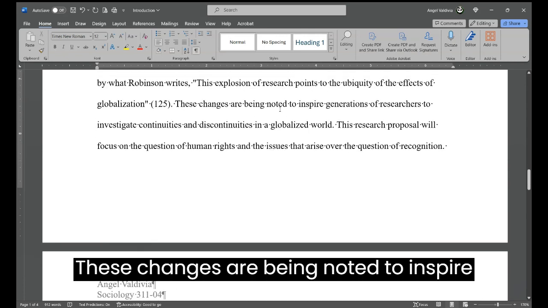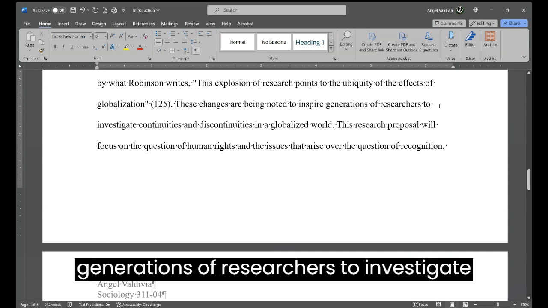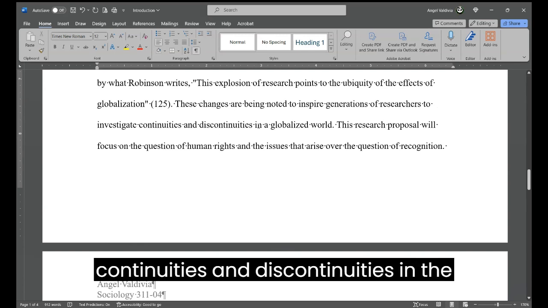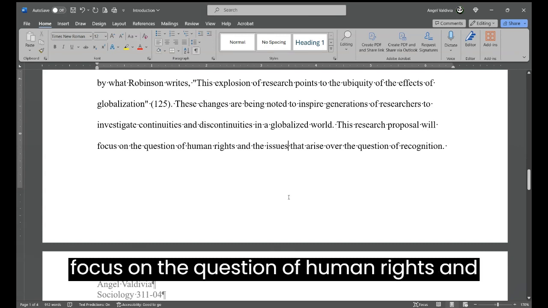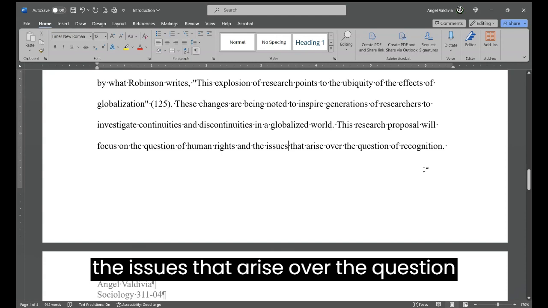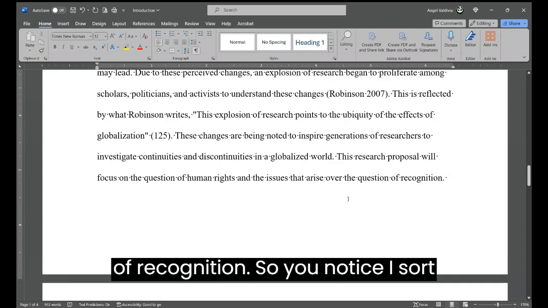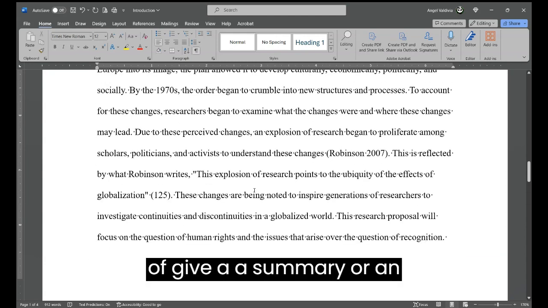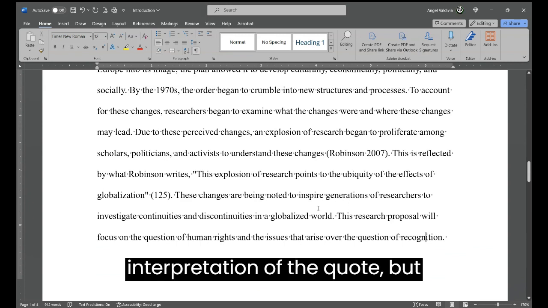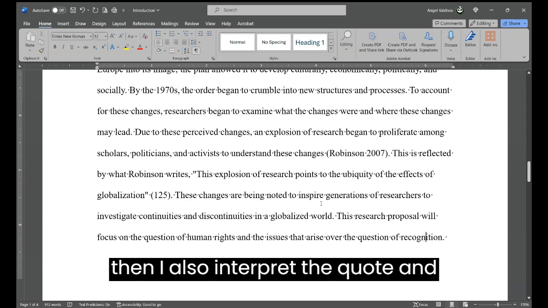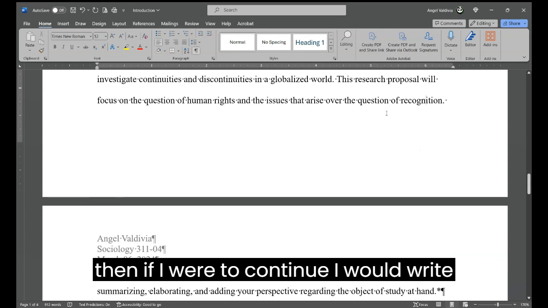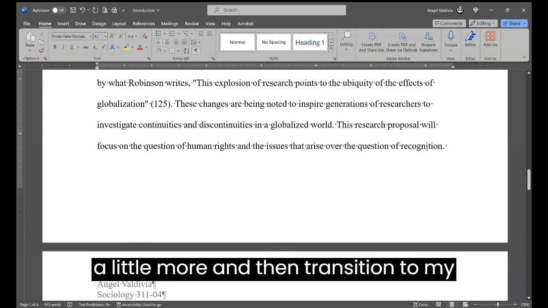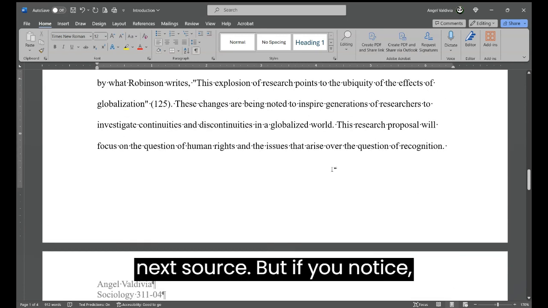These changes are being noted to inspire generations of researchers to investigate continuities and discontinuities in a global world. This research proposal will focus on the question of human rights and the issues that arise over the question of recognition. So you notice I sort of give a summary or an interpretation of the quote, but then I also interpret the quote and connect it back to my topic. And then if I were to continue, I would write a little more and then transition to my next source.